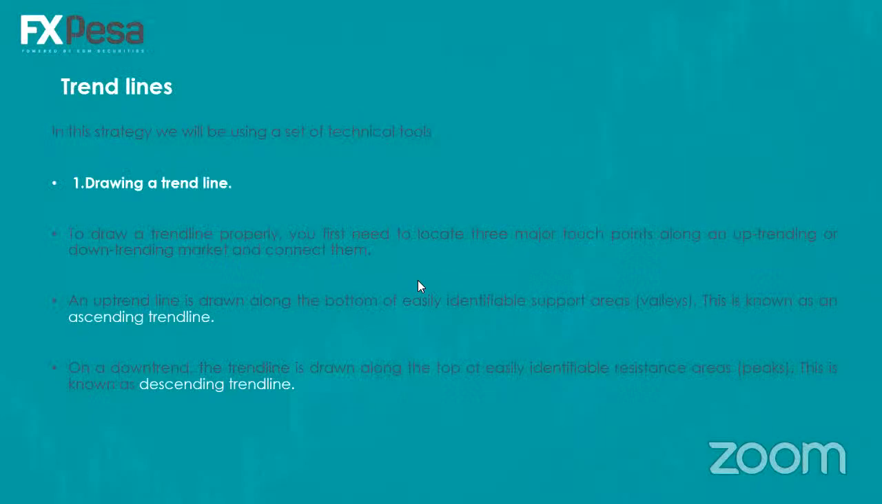Now, in this strategy, we want to see what a trend line is. It is where you have three touches giving you a specific pattern that the price is following. So in an uptrend, you're going to have an ascending trend line. On a downtrend, you have a descending trend line. If you get more than three touches, then that's much better.